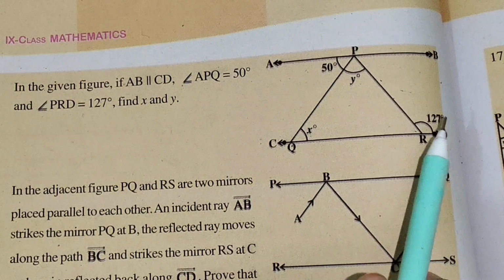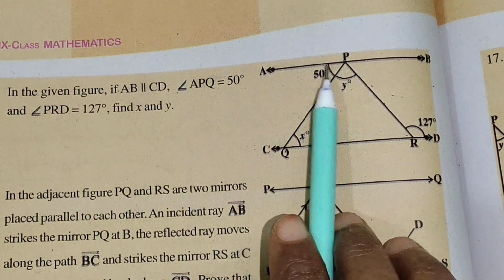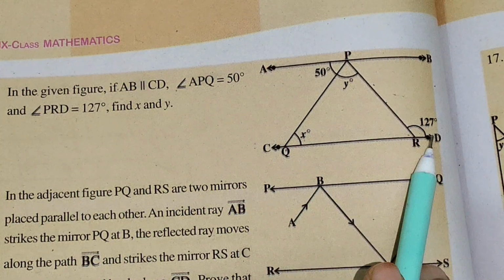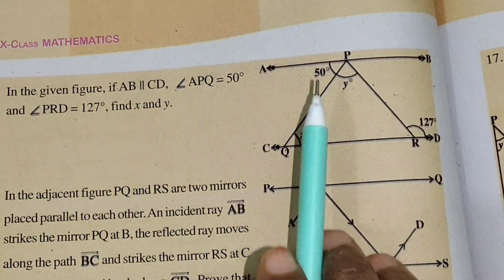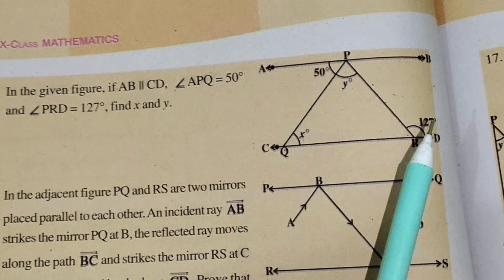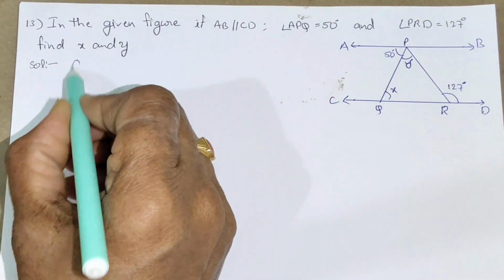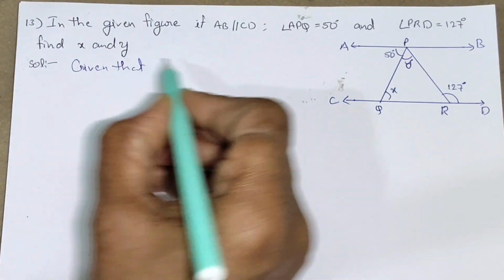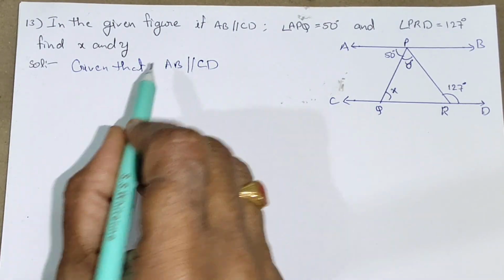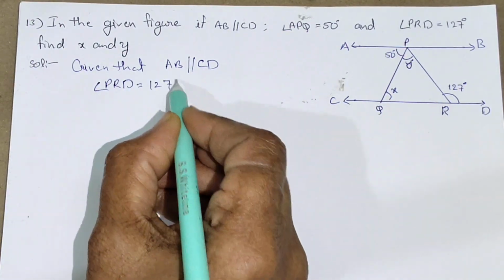Next we find the y value. PR is a transversal. 50 plus y equal to 127 degrees. We find the y value. Here first we write the given information. Given that AB is parallel to CD. Next, angle PRD is equal to 127 degrees.